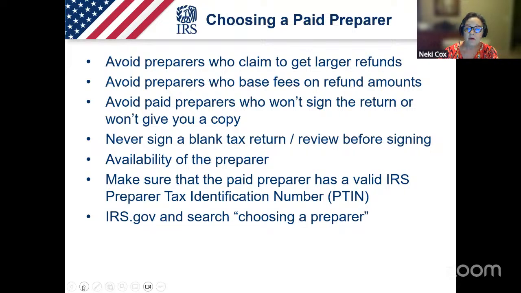And all preparers, whatever their professional designation across the board, have to at least have a valid PTIN. So you can find more tips on irs.gov by typing choosing a tax preparer in the search box.